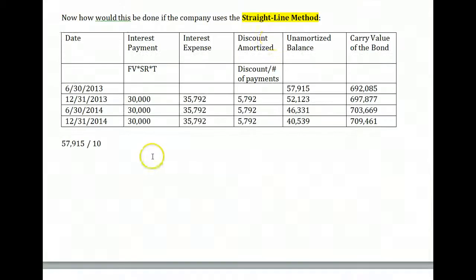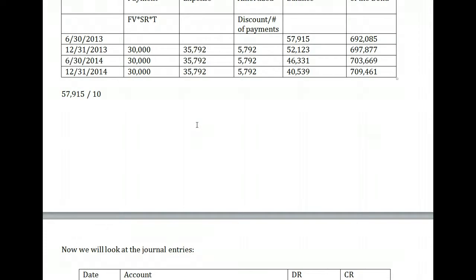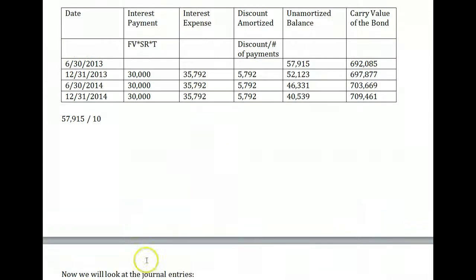Again, the difference: under straight line, you calculate the discount amortization, and you back into the interest expense. I hope this video has helped you understand the difference between the effective interest method and the straight line method for amortizing a discount.